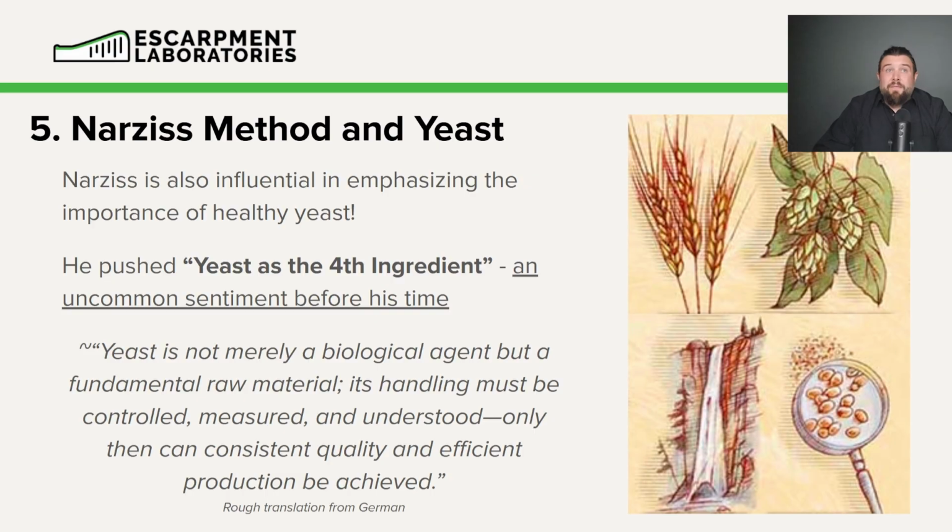Now, Narziss is also influential in emphasizing the importance of yeast health. He pushed that yeast is the fourth ingredient, which was an uncommon sentiment up until this point. A rough translation of some of his work says that yeast is not merely a biological agent, but a fundamental raw material. Its handling must be controlled, measured, and understood. Only then can consistent quality and efficient production be achieved. That was originally in German. It was roughly translated to English, but it's true.